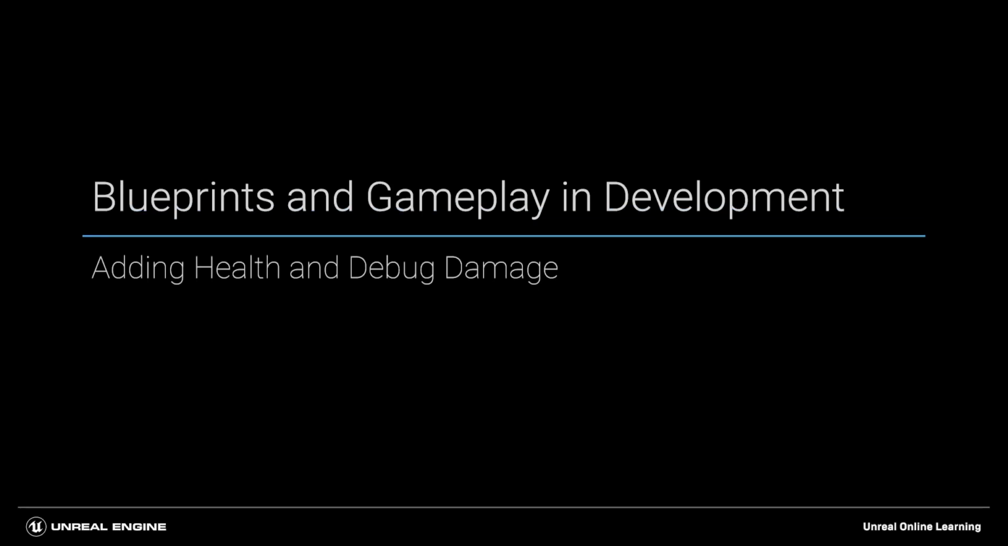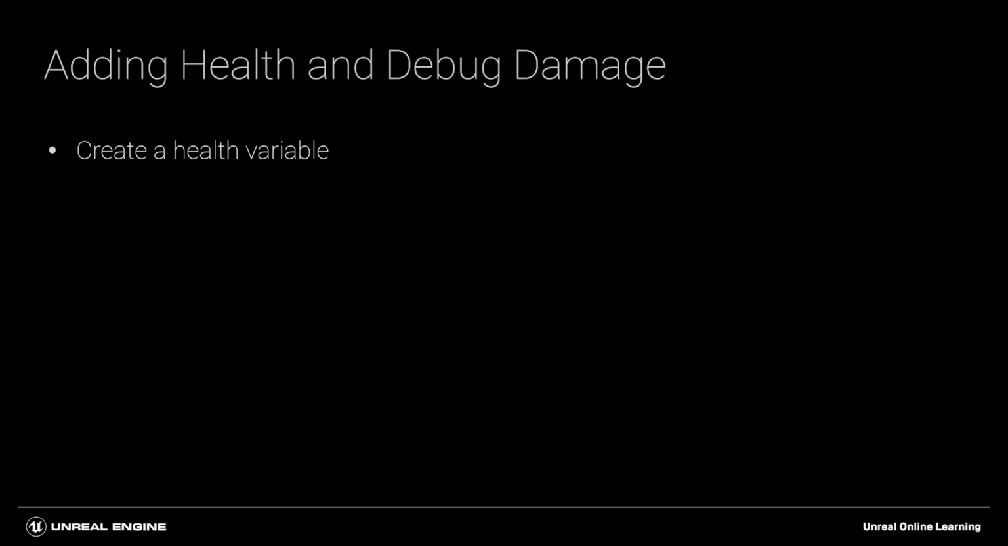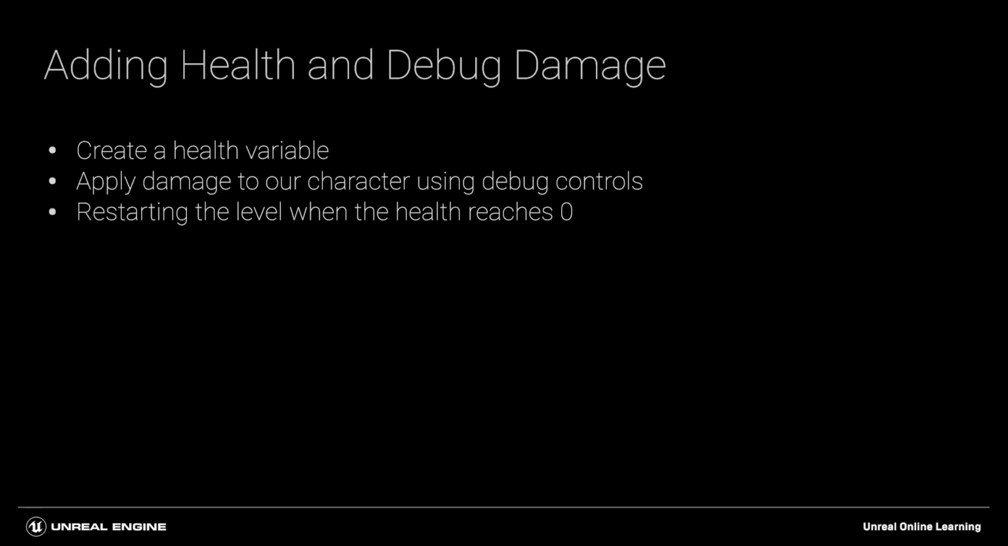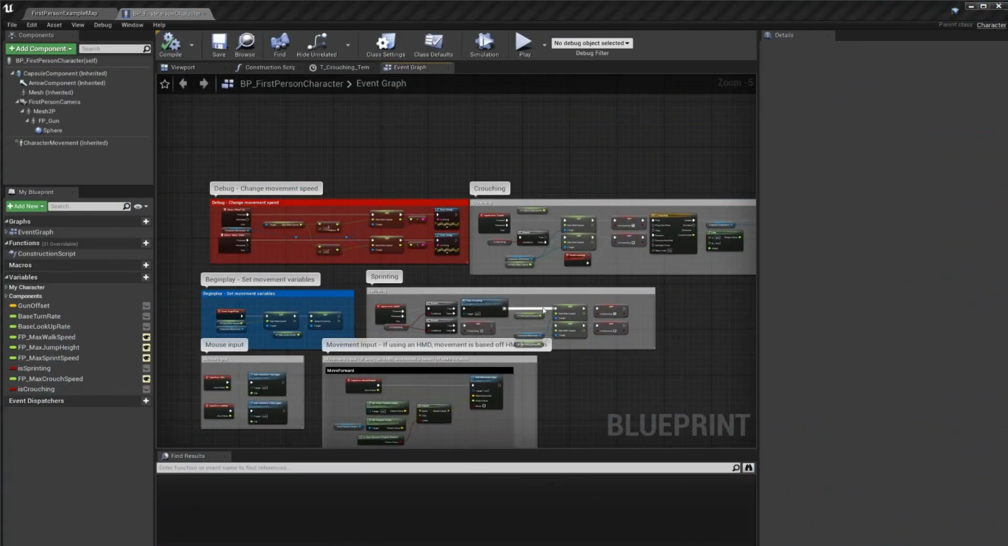In this module, we will set up a health variable for our player character. We will also set up debug controls to inflict damage to ourselves and eventually restart the level once our health reaches 0. We are about to wrap up our work in the first person player character, but the last thing we want to do, because we want to use it later on, is create some debug health.